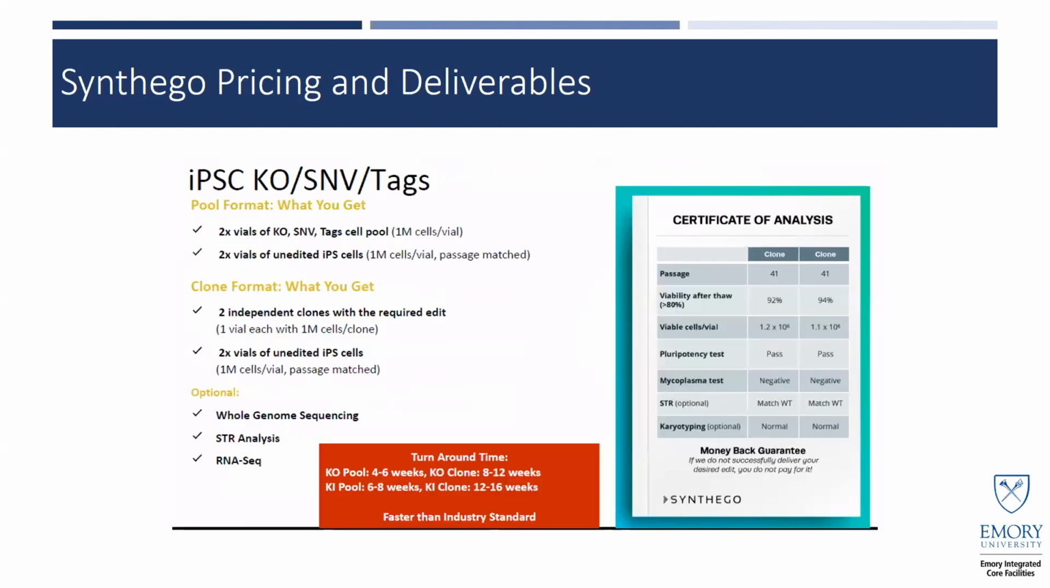They have also developed a very efficient iPSC knockout and knock-in platform. Again, you're getting two vials of clones each with this service. For knockouts and knock-ins, pools take less than two months. So very quick for that.